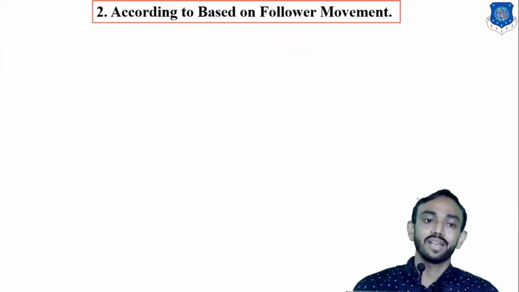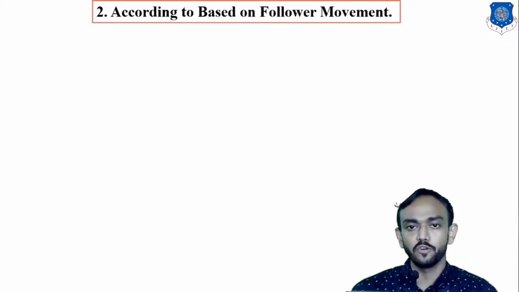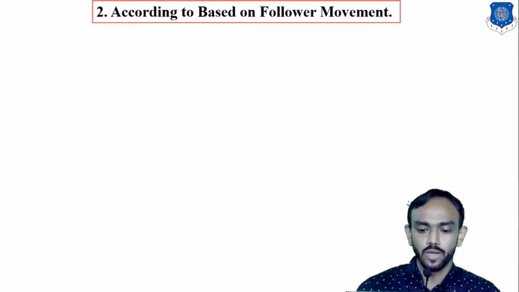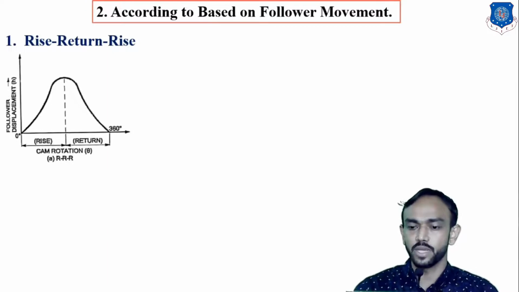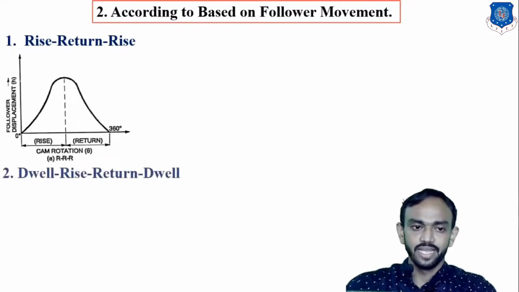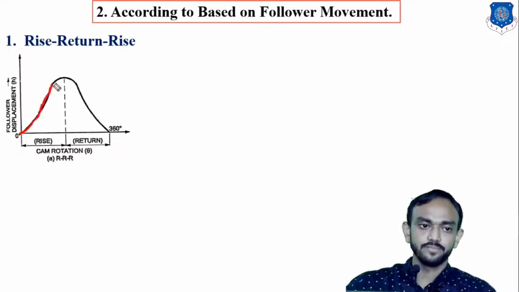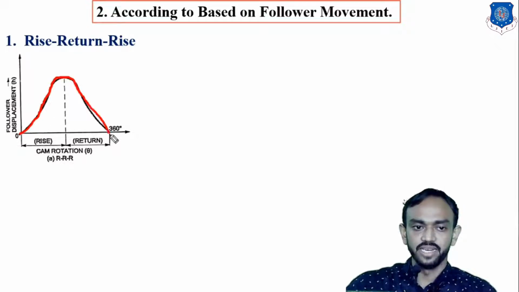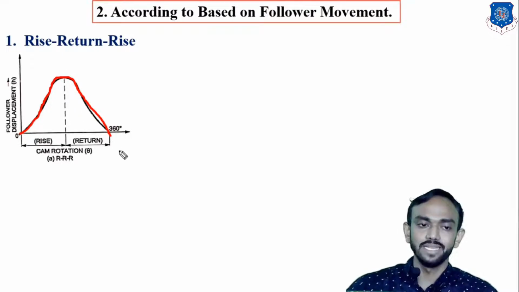The second criterion for the classification of cams is based on the motion of the follower. As per the follower motion, we can classify it as rise-return-rise. You can see here the follower rises first and again returns. In one complete revolution of the cam, 360 degrees, the follower will move upward and downward. Only a simple rise-return-rise, a simple motion.